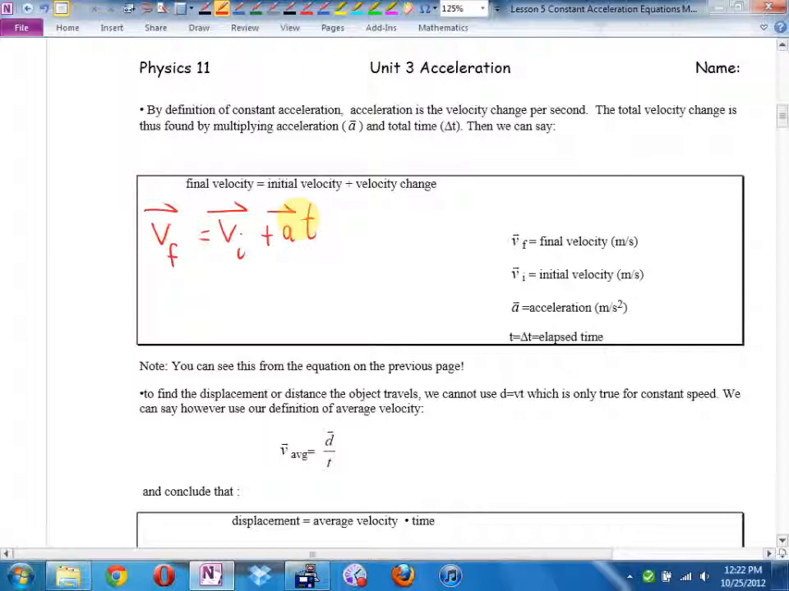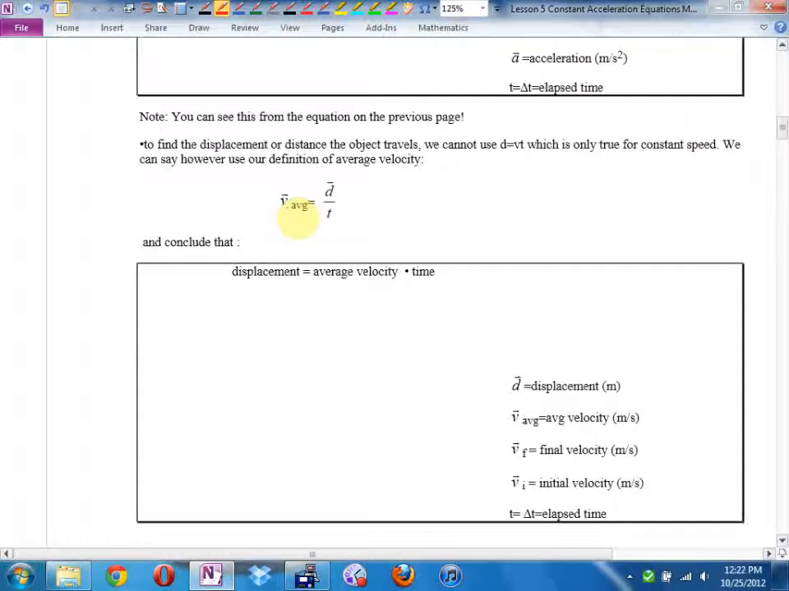Okay? That's equation number 1. Let's see if we can generate equation number 2. To find the displacement or the distance the object travels, we can't use this from Science 10 because in Science 10 you dealt with a constant velocity, which is boring. However, last day we did say that the average speed is displacement over time. We said that 2 days ago when you were doing that little map measuring with your ruler and you had all these funky roads. When I said find the average velocity, you were going displacement over time. I can rearrange this equation to get the letter D by itself.